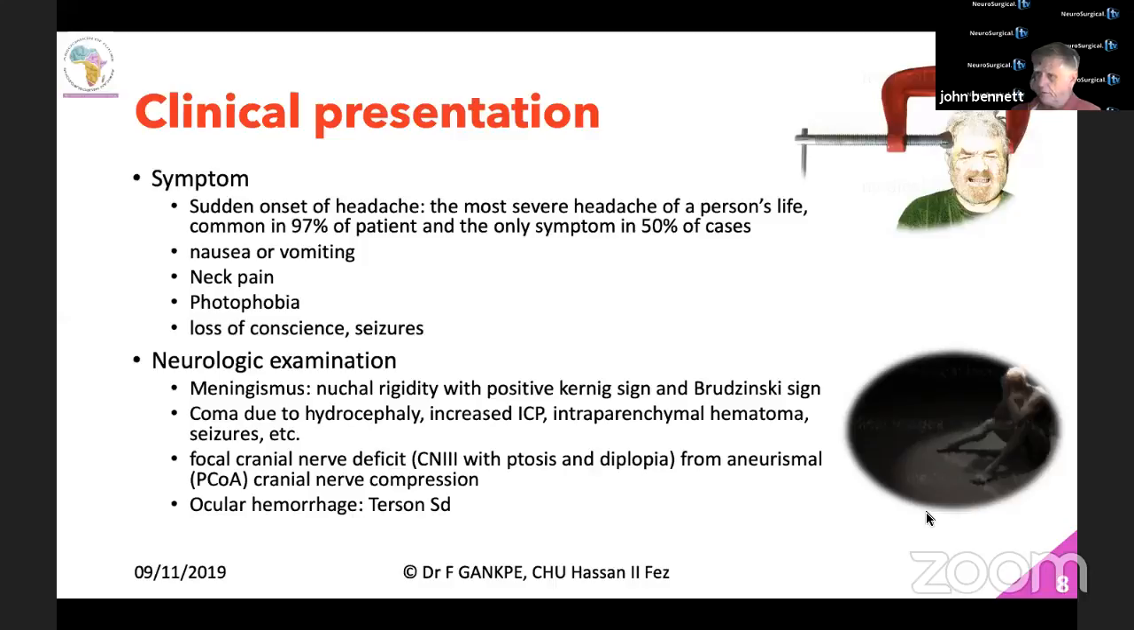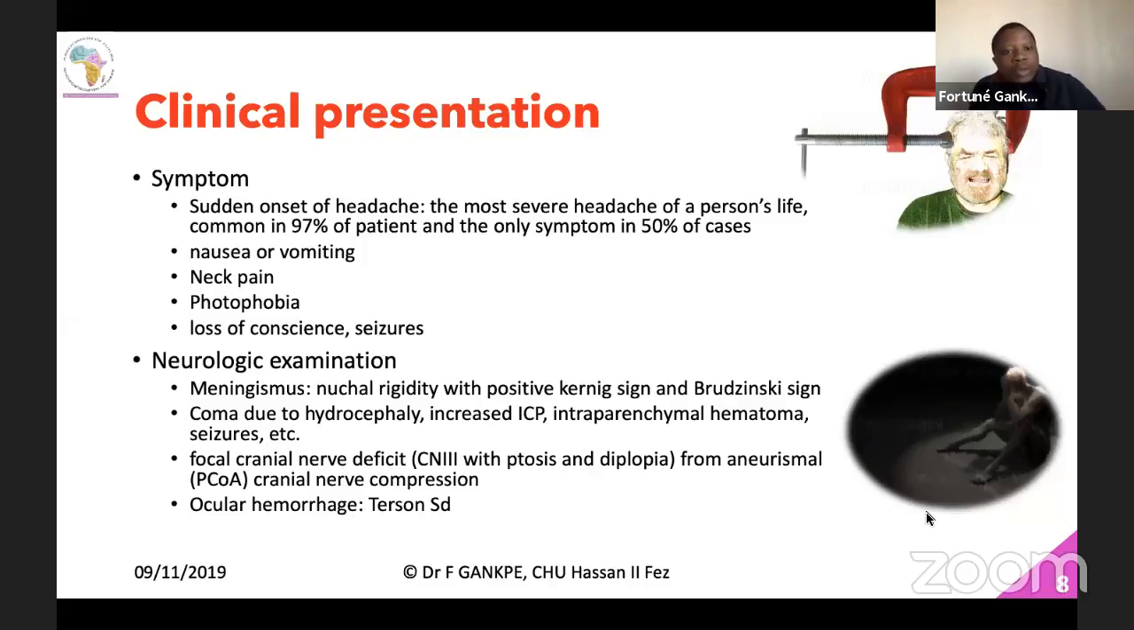The neurological examination can reveal meningismus. It's nuchal rigidity with positive Kernig sign and Brudzinski sign, coma due to hydrocephalus, increased ICP, intraparenchymal hematoma, seizure, focal cranial nerve deficit, particularly the third nerve, with ptosis and diplopia from an aneurysm on the posterior communicating artery, which compresses this cranial nerve. We can also find ocular hemorrhage in Terson syndrome.